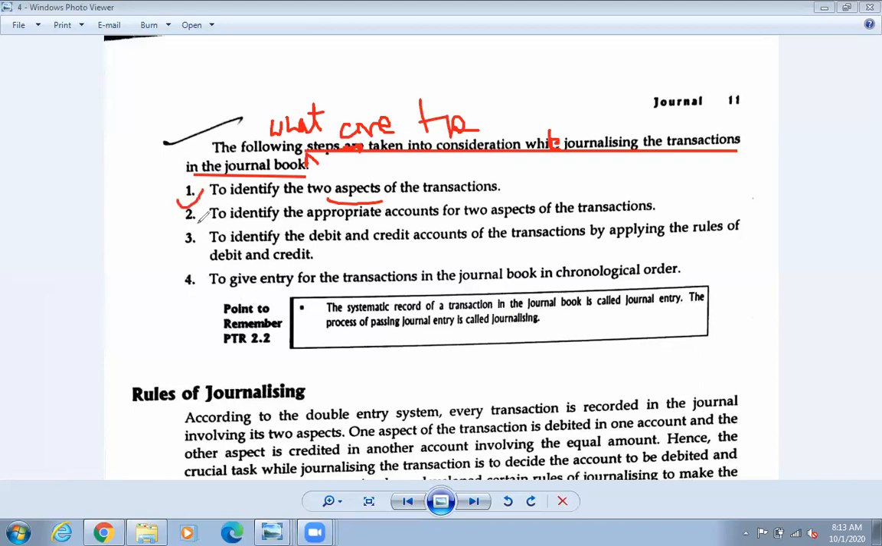Okay, so we can find two aspects. Next one, to identify appropriate accounts for two aspects of a transaction. Which transaction, which accounts? Suppose I am saying that something is being sold. I sold two caps, what is that? That is the sales account. I have sold the jacket also, that is also a sales account. Whatever I am selling, it is called the sales account.